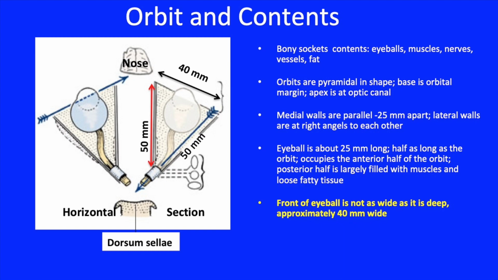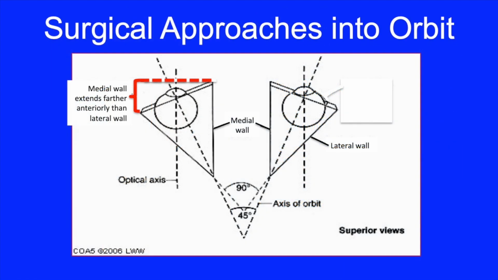Now, why go into all these details about the orbit? Because the properties of the orbit dictate how ophthalmologists must enter the orbit to minimize the risk of damaging the contents of the orbit. Based simply on the geometry of the orbits, note how the medial wall extends farther anteriorly than the lateral wall. Hence, the lateral wall is more exposed than the medial wall of the eyeball and the preferred site in which to enter the orbit when surgical procedures are required in this area.